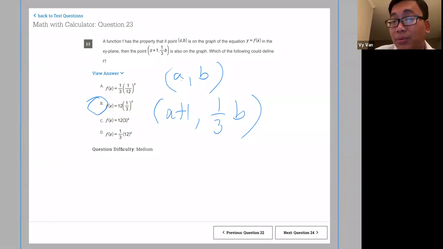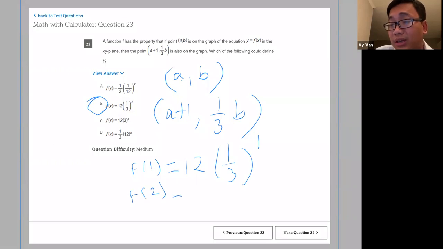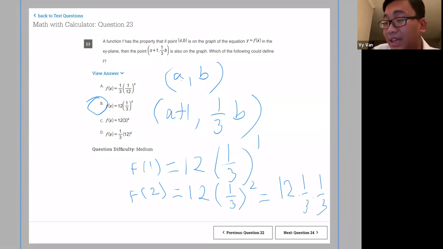So let's say f of 1 is 12 times 1/3 to the power 1. What about f of 2? When x increases by 1, it'll be 1/3 to the second power, which means 12 times 1/3 times 1/3. If you notice, the next number is 1/3 of the previous number, and if you do f of 3, the pattern continues like that. That's exactly how it works. The answer is B.